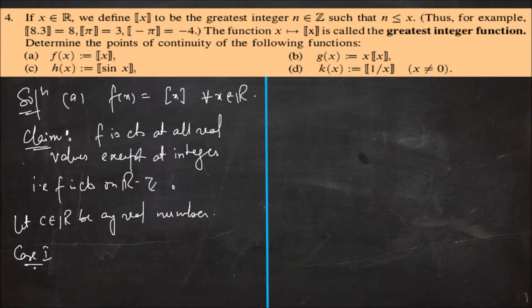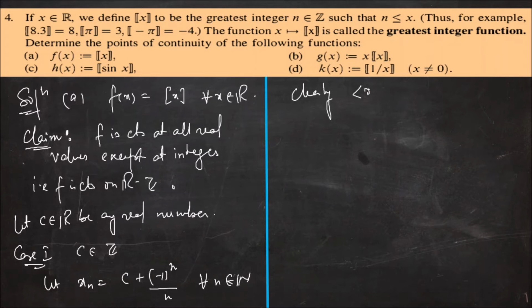So case 1, c is an integer. So in this case, we will take a sequence that converges to c, but the corresponding sequence f(x_n) will not converge to c, and hence we will be able to conclude that f is discontinuous at c. So consider the sequence. Let x_n is equal to c plus (-1)^n / n for all n belonging to N. So clearly x_n converges to c. The way we have constructed the sequence x_n, it converges to c.